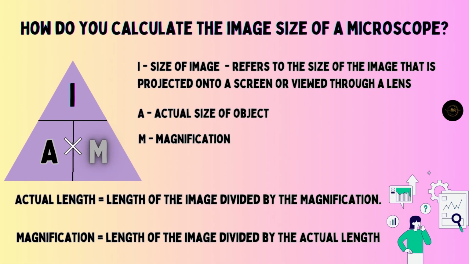How do you calculate the image size of a microscope? Let's say, for example, bacteria. You cannot see bacteria with your naked eye, so you need a microscope. And if you cannot see it with your naked eye, you are not able to calculate the bacteria's length using just, let's say, a ruler. So what can we actually do?